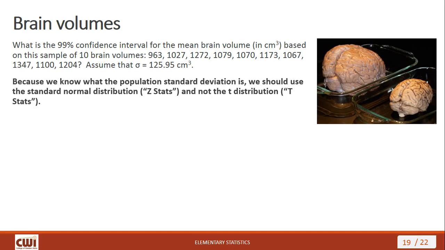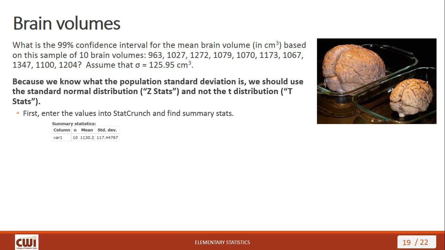In this case, the answer is yes. They gave that to us right at the end of the problem statement. So now we know we need to use the standard normal distribution and not the t-distribution. So instead of going to t-stats there in StatCrunch, I'm going to go to z-stats. First I need to enter my values into StatCrunch and find the summary stats. Or I could just enter the values themselves and then select with data instead of with summary, and then select a column where the data is actually located.